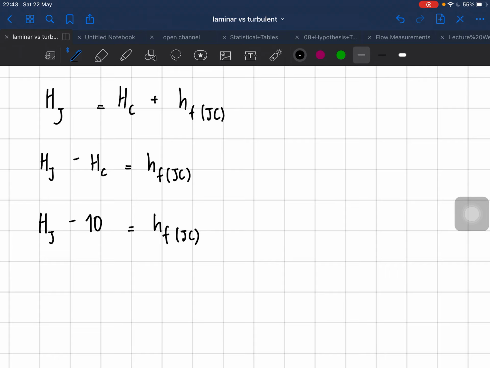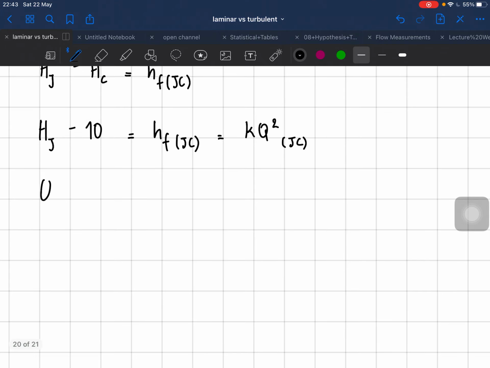Equals to HF JC, equal to KQ square root of Jessie. So now we're trying to find Q of Jessie.